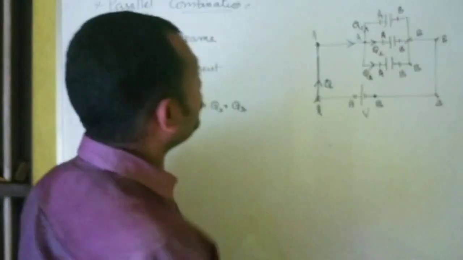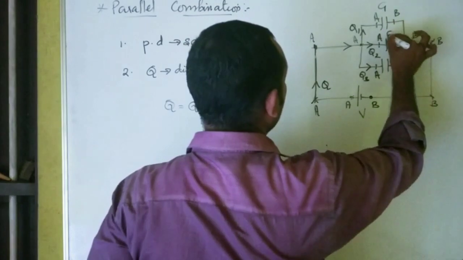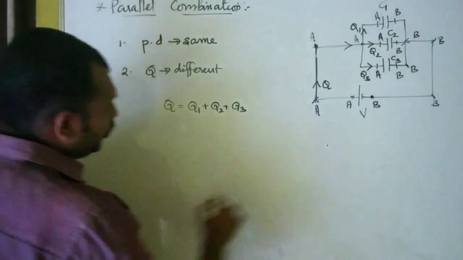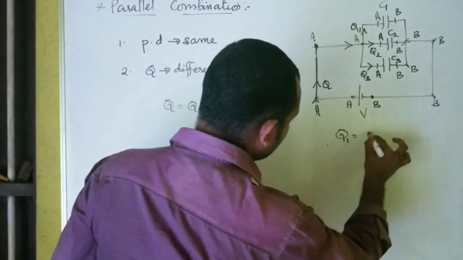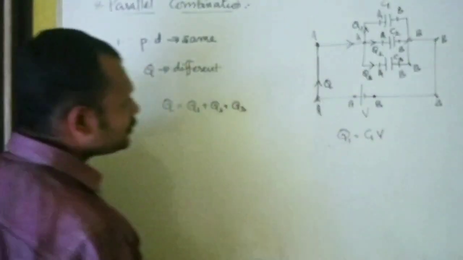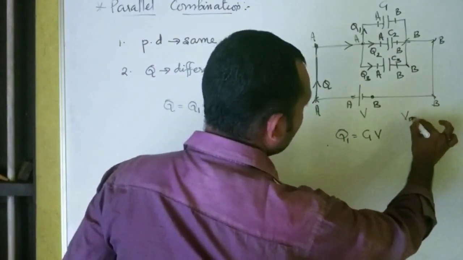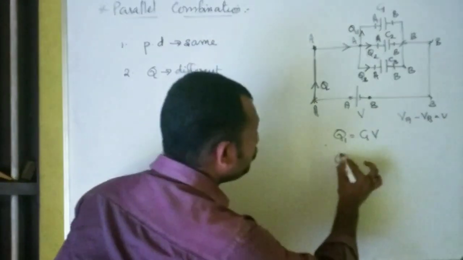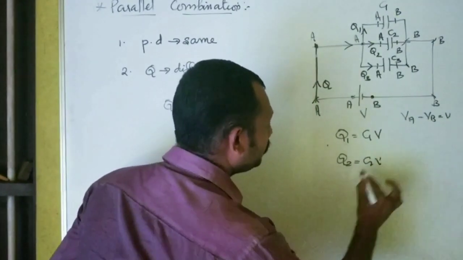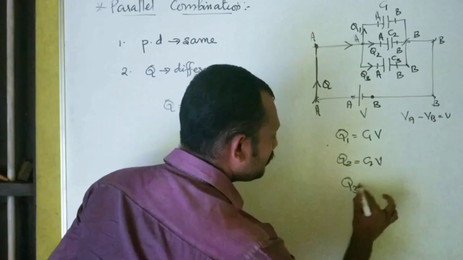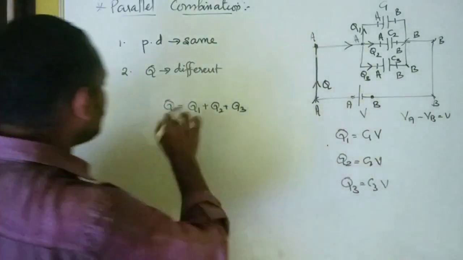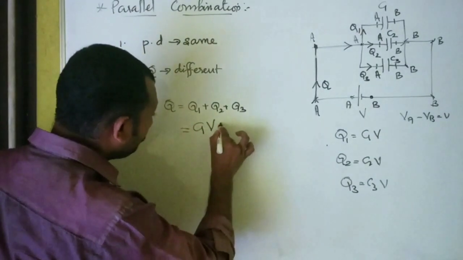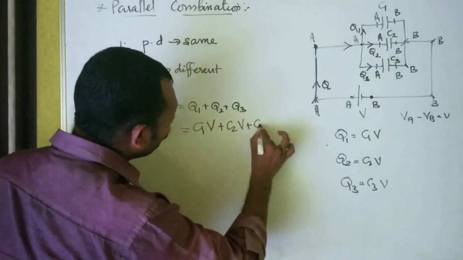Let me call these capacitors by name C1, C2, C3. Q1 is equal to, as we know, C1 into V, because VA minus VB is equal to V. Q1 is equal to C1V. Now tell me what is Q2? C2V. What is Q3? C3V. That means total charge Q is equal to C1V plus C2V plus C3V.